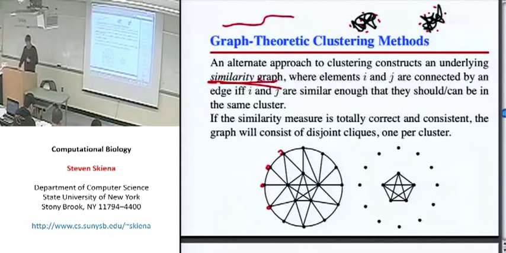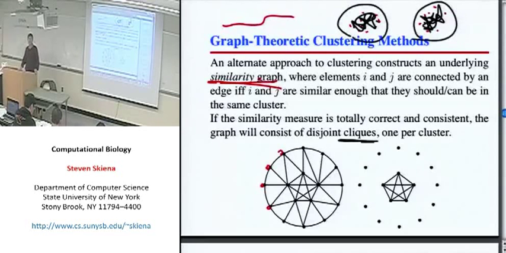Every pair in here would have an edge between them. There would be no edge between one of these and one of these. And you would have two complete graphs, a complete graph being what we call a clique, two completely connected components, with nothing connecting them. That's what your dream would be with the similarity graph approach. You build a similarity graph, and then you look at the connected components in that graph. And the hope is that each connected component is going to be a distinct cluster.